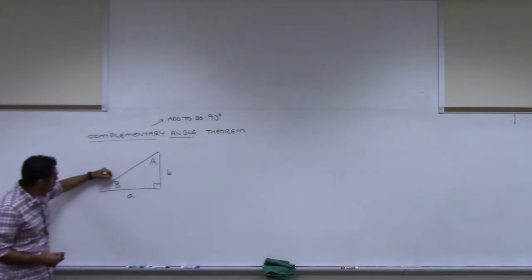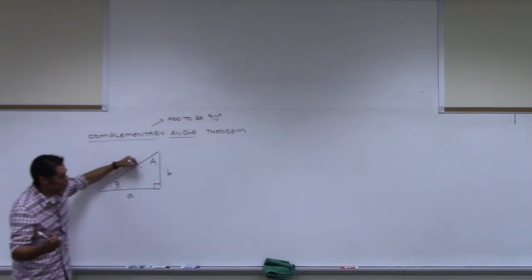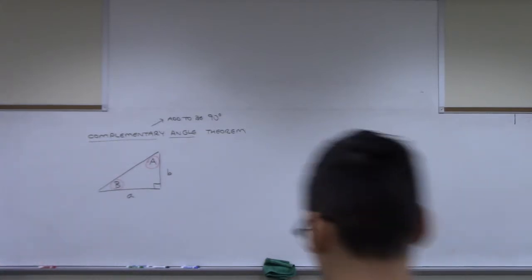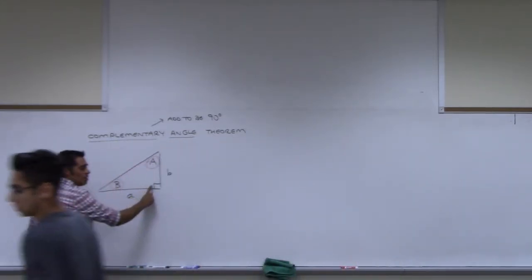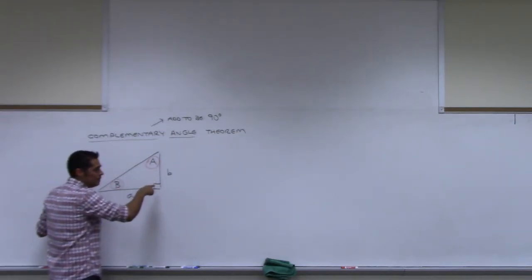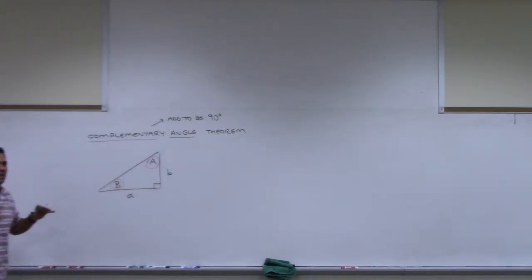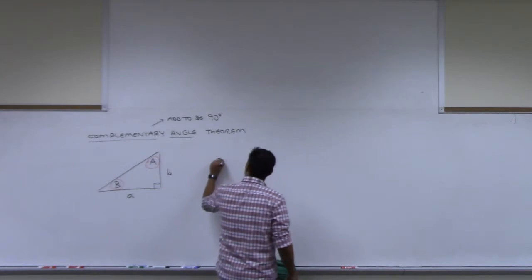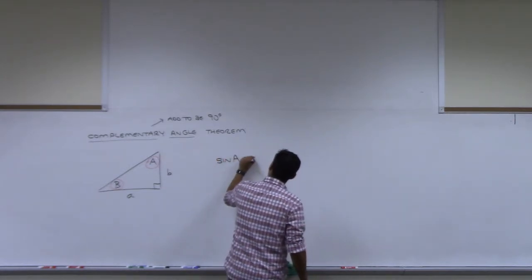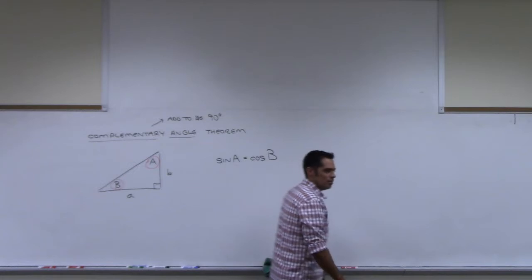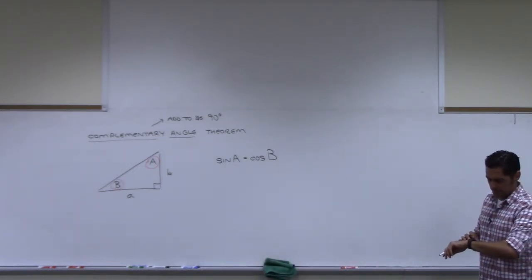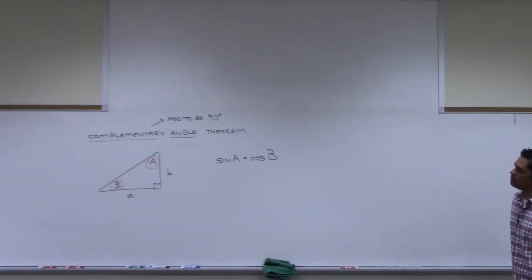Which A plus B in the right triangle is that? That's right. In any right triangle, these two angles must be complementary, right? Those two angles must add up to be 90 because this is already 90 and they need to add up to be 180. So this theorem says basically if you have a right triangle like this, then sine of A is equal to cosine of B. What?